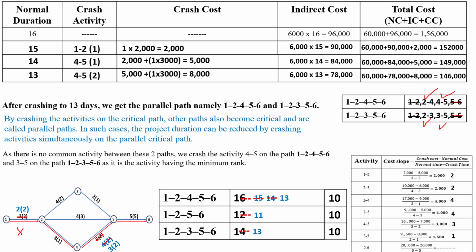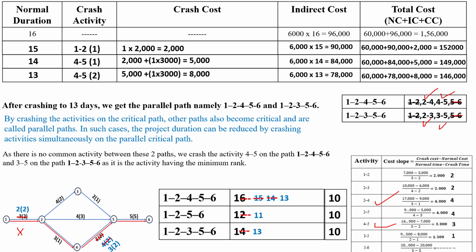So among these two paths, there is no common activity, so based on the cost slope we have to select the activity for crashing. Here, for path 1, 2, 4, 5, 6, between 2 to 4 and 4 to 5, the minimum cost slope is for activity 4 to 5, which is 3000.